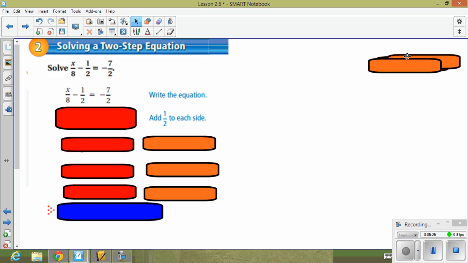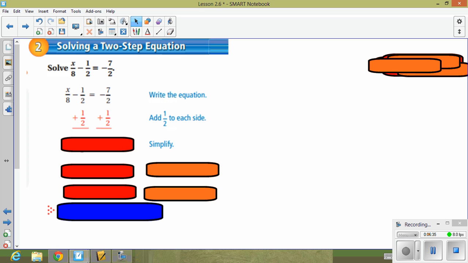What I'd like to do is get rid of the number that doesn't have the variable. So I'm going to add a half to both sides. So it looks like this. Okay, now I want to simplify. So I get x over 8 equals negative 3.